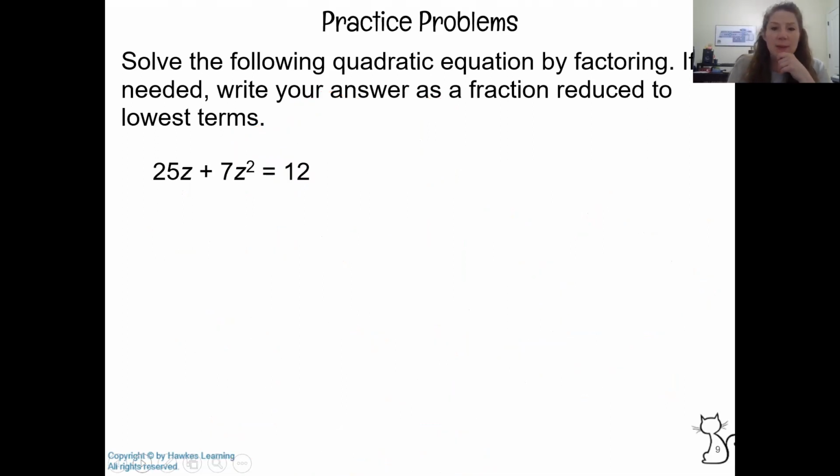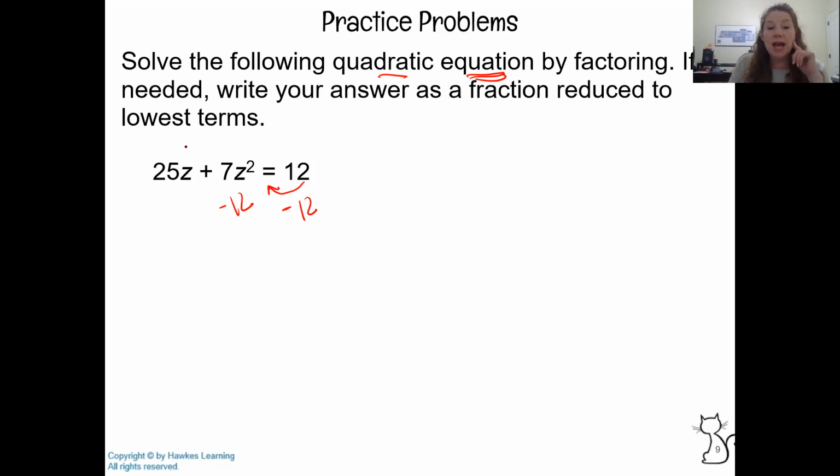All right, let's look at this problem. Anytime we are solving a quadratic equation, that means we want our equation equal to 0. That means we have to move this positive 12 over here so we can set this equation equal to 0. We want everything to the left of 0. The only way to move that 12 to the other side of the equal sign is to subtract 12 from both sides of the equal sign.